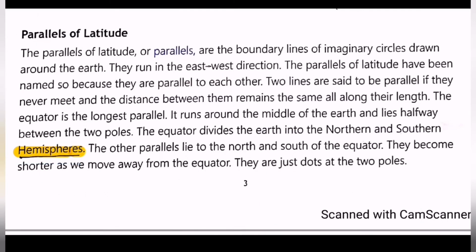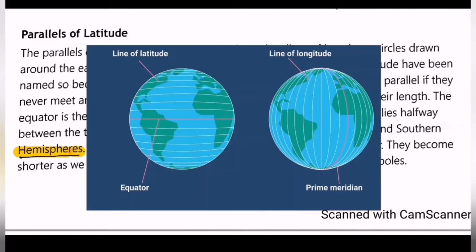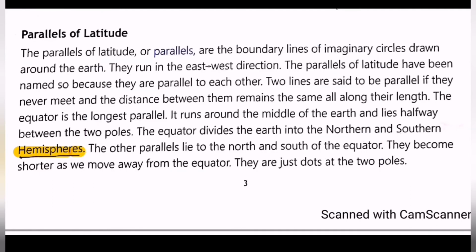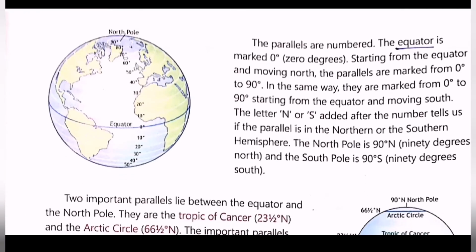These parallels are numbered. The equator is marked as 0 degree. The equator is the longest parallel and it is marked at 0 degree. Starting from the equator and moving north, the parallels are marked from 0 degree to 90 degree. Starting from the equator and moving south, it also goes from 0 degree to 90 degree.